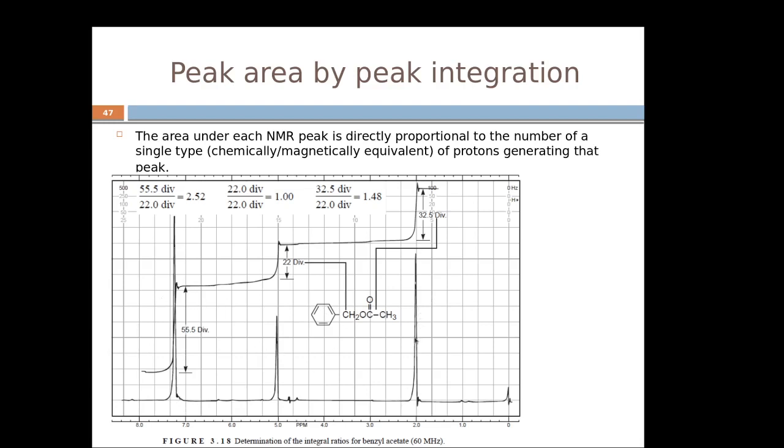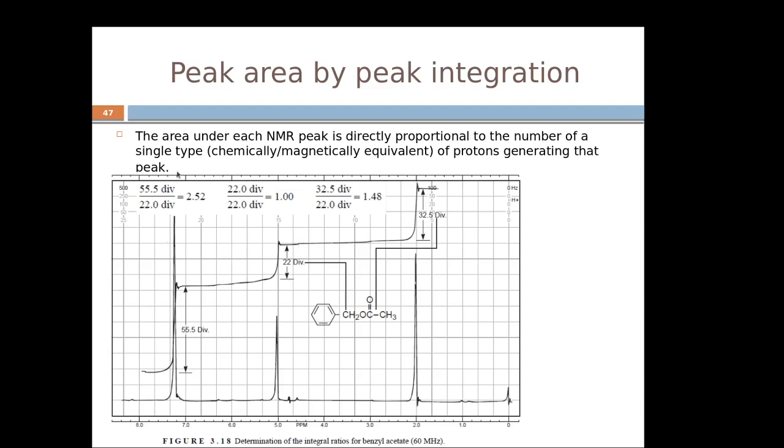So if you take the integrated area under each of these peaks, the integrated area can be expressed in different units, and we have taken it as divisions under the peaks here. You can see that the integrated area under this peak is around 32.5 divisions, the integrated area under this peak is 22 divisions, and the integrated area under this peak is 55.5 divisions. So if you take the lowest integrated area, that is 22 divisions, and divide all the integrated areas by this value, you get these values here.